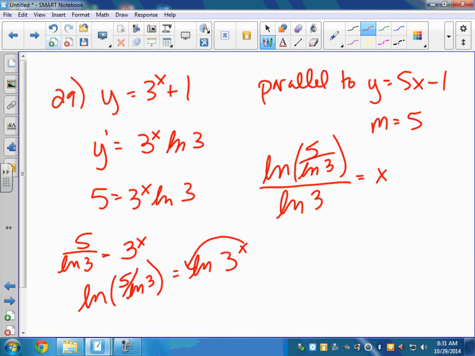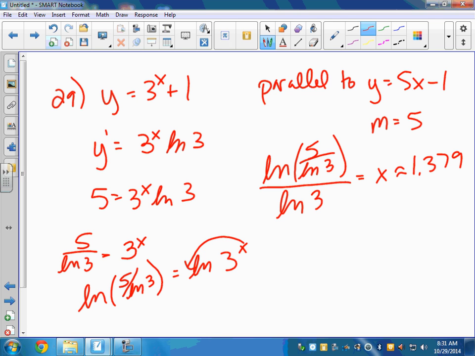I tend to wait till the end to type that in my calculator so I don't get any error there. It asks for the point, so this is just the x value. I typed that in my calculator, and I got about 1.379 as the x value of where the tangent line would be parallel to this graph.